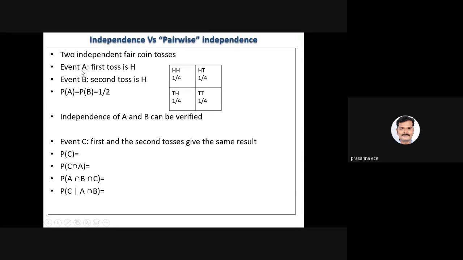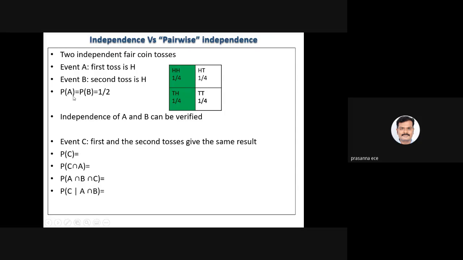Now we have defined the 2 events. Event A is first toss is H and B is second toss is H. These are the outcomes that correspond to event A, that is first toss being heads. These are the outcomes corresponding to the second toss being head. Now what is the probability of A individually and B individually? 1/2 and 1/2, because two events out of the 4 events are favorable, so it is 1/2. Again, P of B is also 1 by 2.